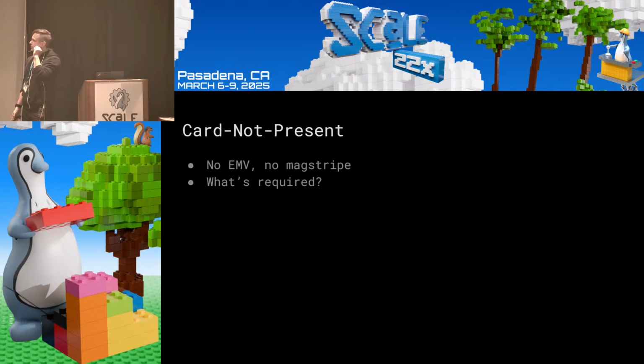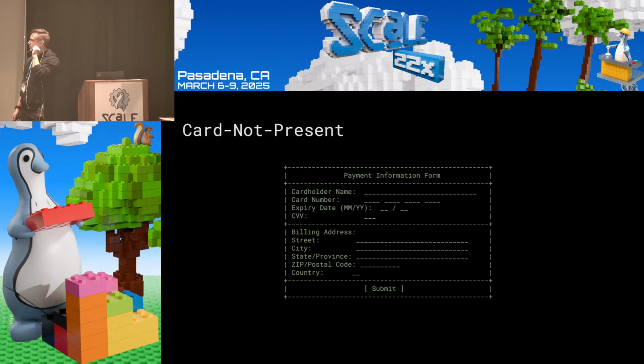So no EMV, no magstripe. How do you make a payment online? Using your credit card online, you might see something like this: the name, number, expiration date, CVV, full billing address. So what do you think it actually takes to move money?